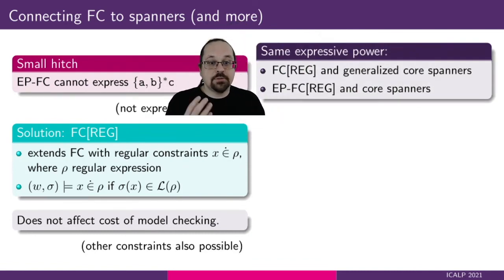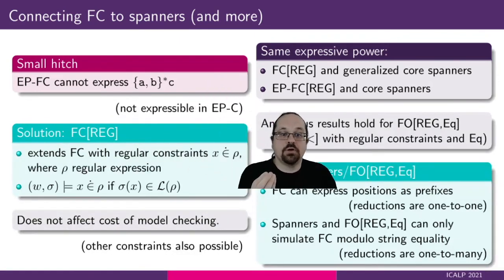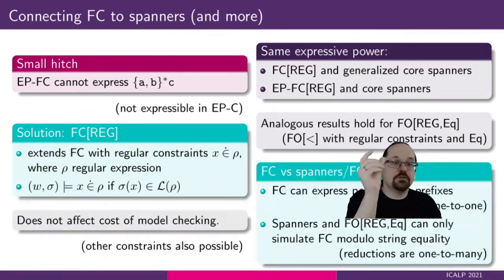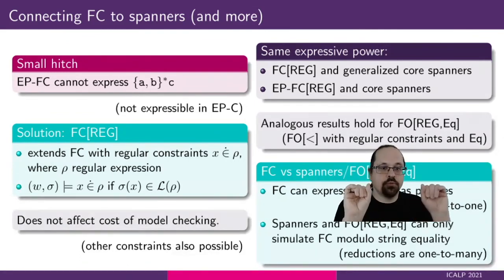If we take FC with regular constraints, that has exactly the same expressive power as generalized core spanners, and the existential positive fragment is the same as core spanners, and the conversions are in polynomial time in both directions. In fact, for convenience, we also looked at a different way of defining first-order logic. So you do first-order logic like with MSO on an ordered structure, but you add regular constraints. Now they're binary because we have start and end of the factor we're talking about, and string equality, which is for arity four, because it's two each for two strings.